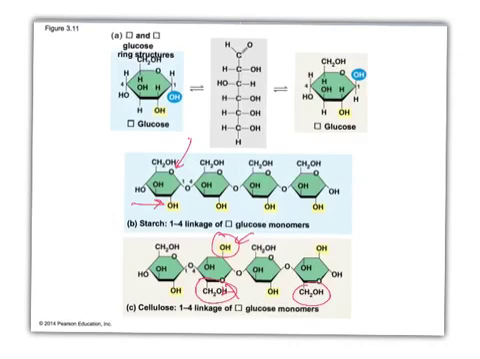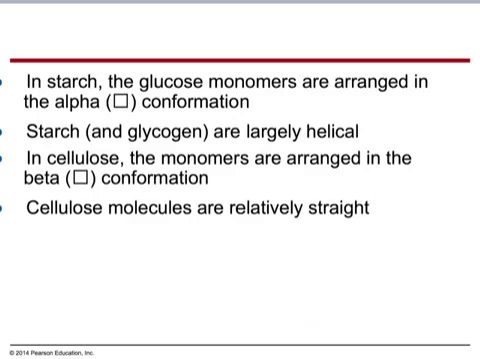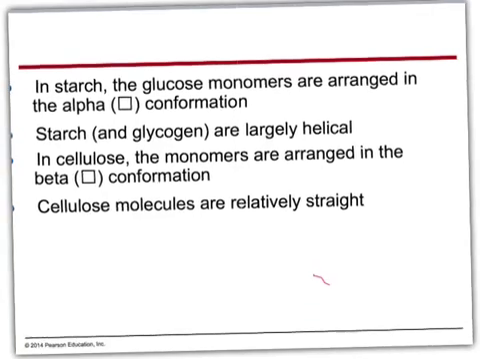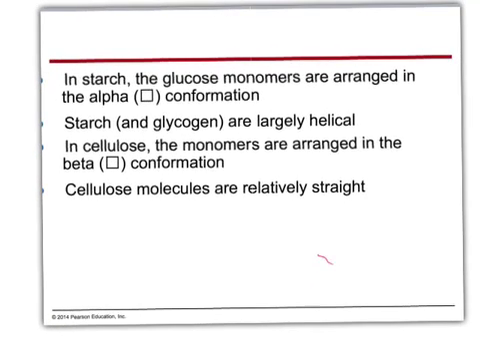Okay. Questions on cellulose versus starch and their structure? Okay. So in starch, the monomers are arranged in what we call the alpha conformation. And then in cellulose, they're in the beta conformation. So the difference is an alpha 1,4 linkage in starch and a beta 1,4 linkage in cellulose.